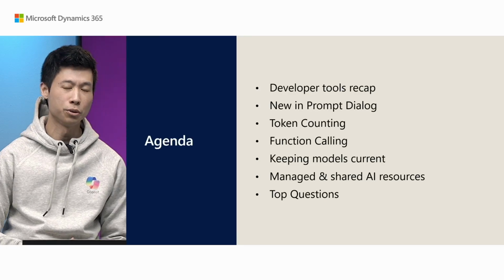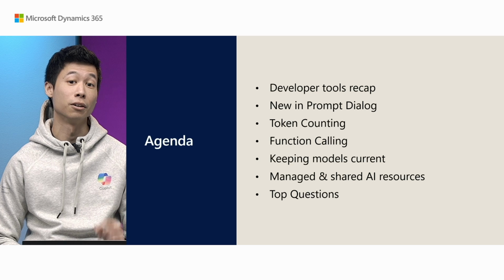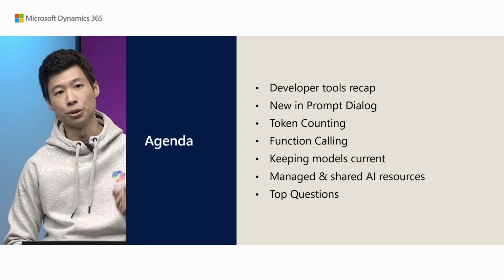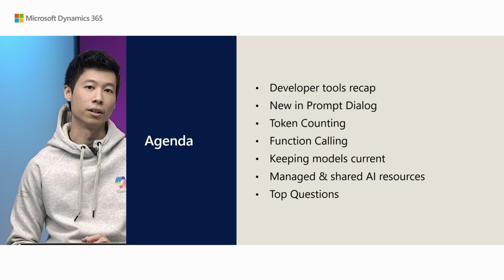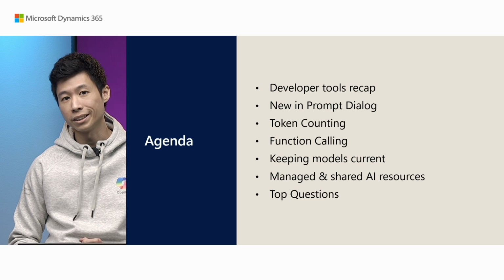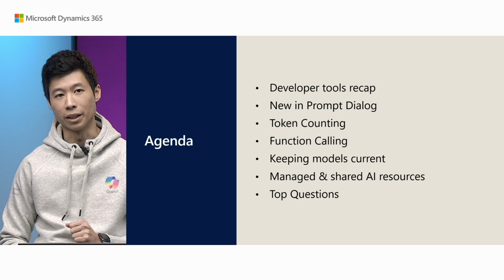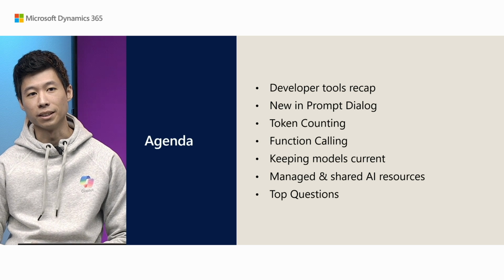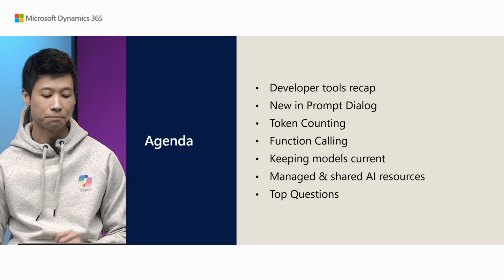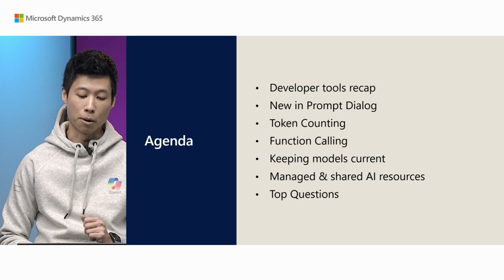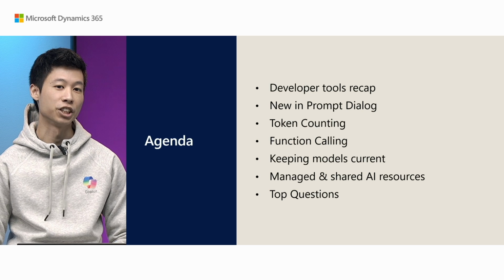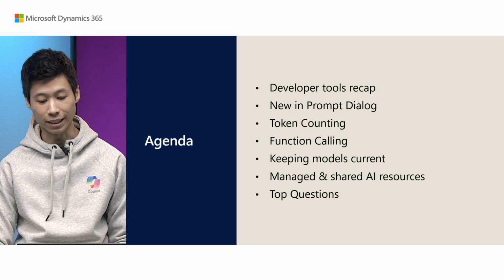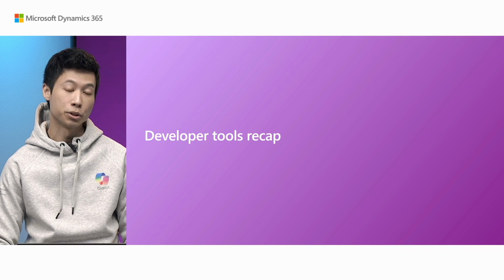Let's get started. So on the agenda for today, we'll do a very small recap on what's in our developer tools. Then Julia will talk about what's new in the prompt dialog. I'll continue on talking about token counting and function calling. Julia will take over talking to us about keeping the models current. And Sandy will come in talking about managed and shared AI resources. And Enrico will end it off with top questions. So let's get started. So developer tools recap.